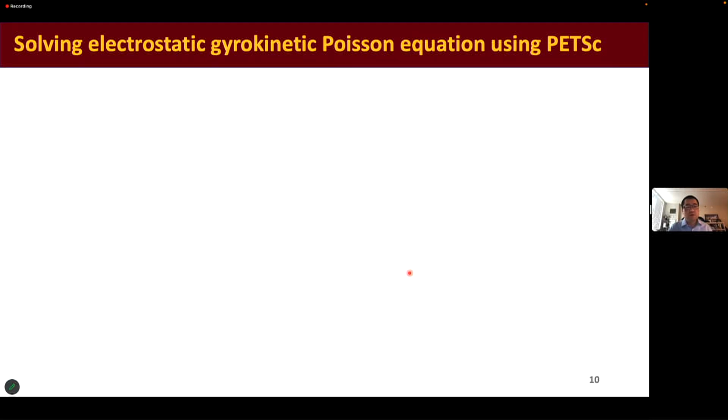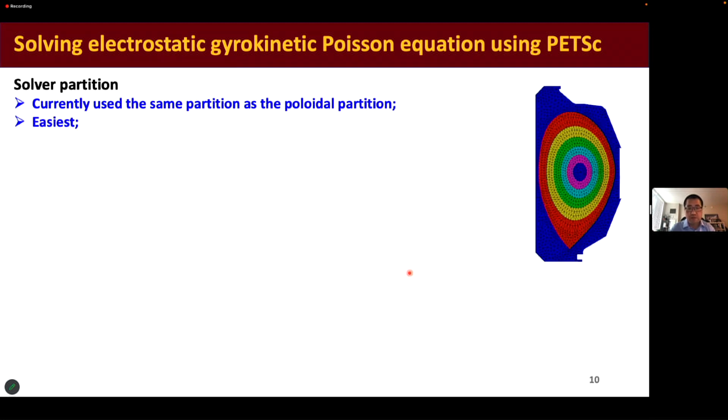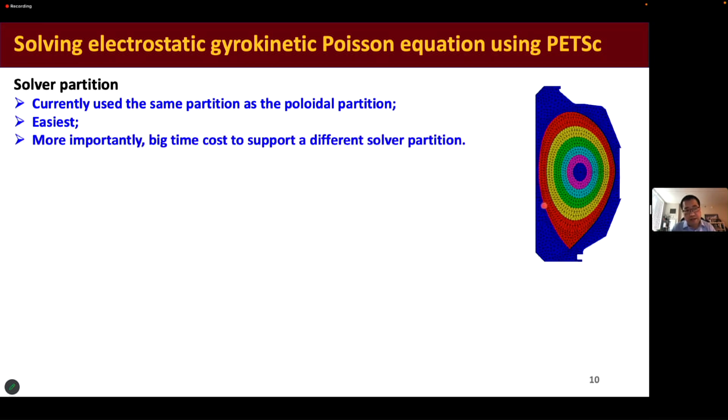with this one, like we discussed before, for the solver partition, we are currently using the same partition as the Poloidal partition. Basically, this is the solver partition we are using, following the Poloidal partition, because it's the easiest and also most importantly, there is a big time cost to support different solver partitions.